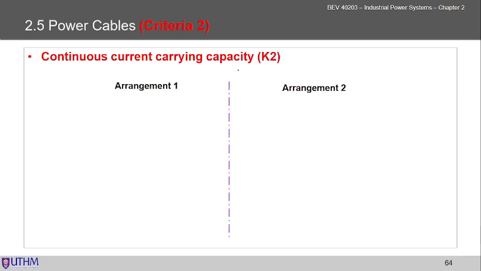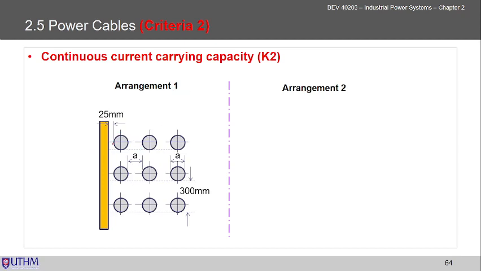Okay, next we go to K2. K2 is the arrangement, how we arrange the cables. We have two kinds of arrangements. For arrangement one, this is our cable, the circle. We have three cables in horizontal, and each cable has an air gap A, which is the distance between the cables. Vertically, the gap from the bottom of one cable to the bottom of the next cable is 300 mm, and the distance to the wall is 25 mm.